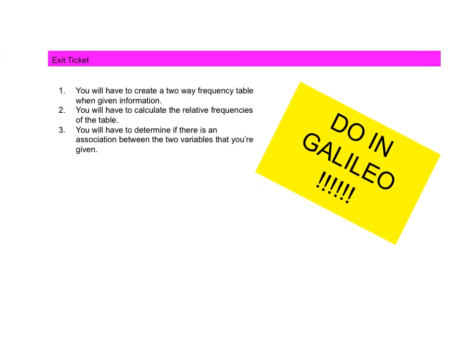Let's get into what your exit ticket is going to look like for today on the next slide. All right, for your exit ticket today, you're going to have to create a two-way frequency table when given some information, like we did today. You'll then calculate the relative frequencies of the table, and you'll have to determine if there's an association. Okay, so if our numbers are different, yep, there's an association. If they're not, no, there's no association. After that, please complete your reflection and then work on any missing work or weekly work you may have.